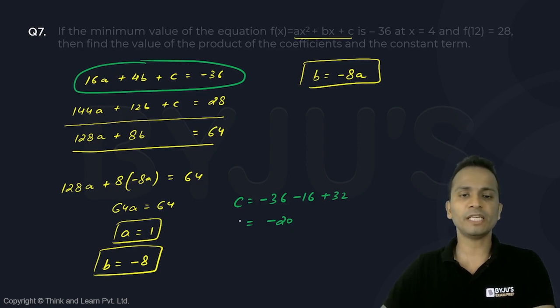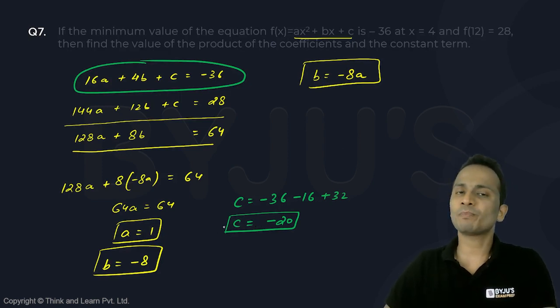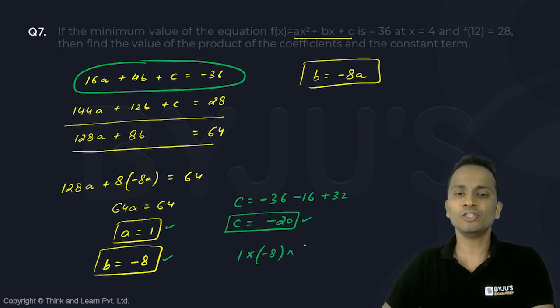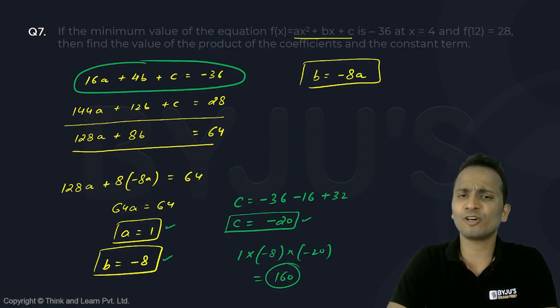Alright, so we have obtained the values of a, b and c, and now we'll have to find out the product of these three. We have to find out the product of the coefficients and the constant term. So coefficients are a and b and the constant term is c. So their product will be 1 into minus 8 into minus 20. That is equal to plus 160. So 160 is the product of coefficients and the constant term, and that will be your final answer.